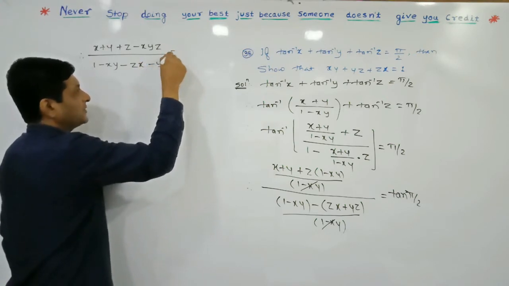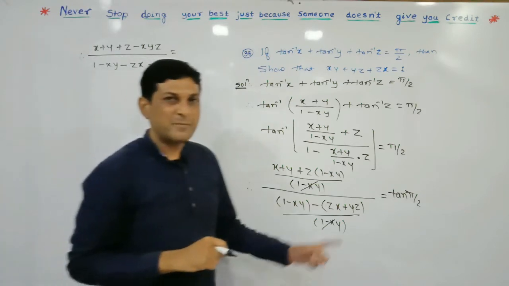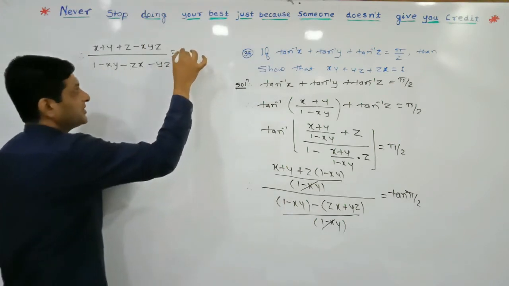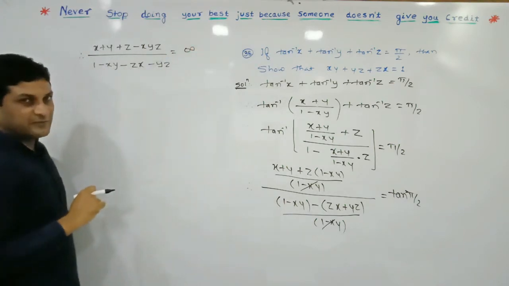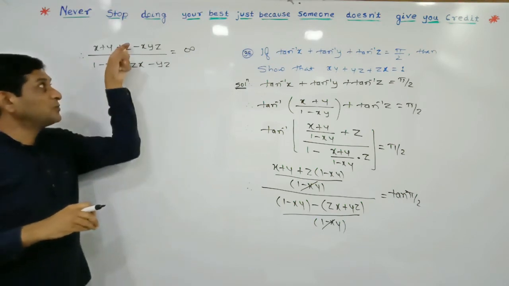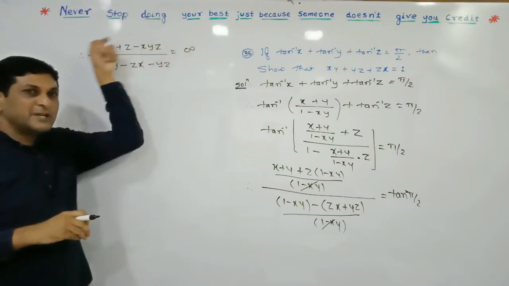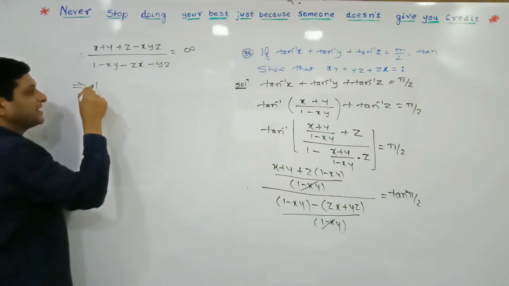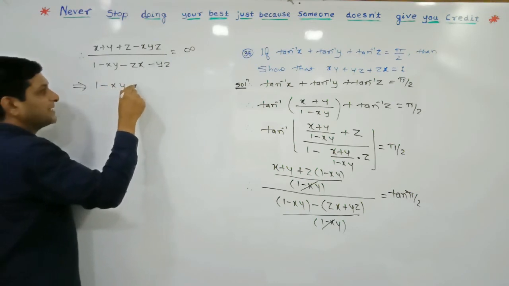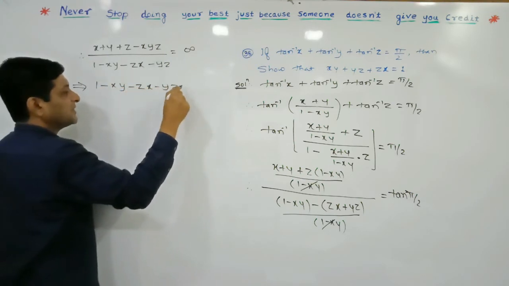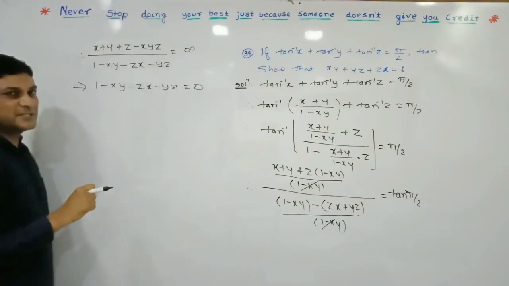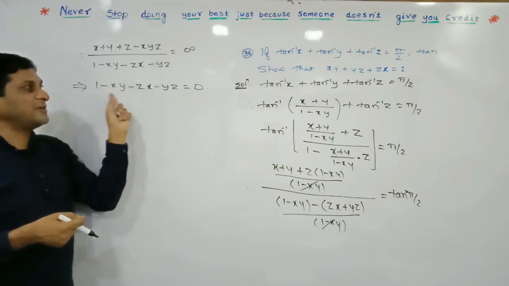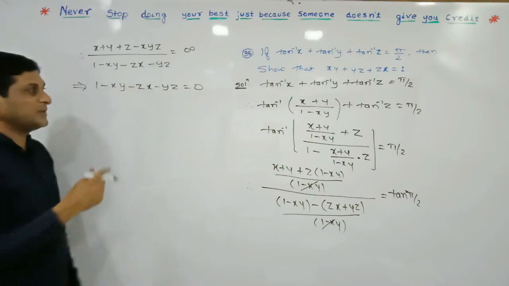On the right hand side, what is the value of tan pi by 2? Tan pi by 2 is an undefined value, which we generally denote by infinity. We know that division of two numbers is undefined only if the denominator is equal to 0. So this implies that the denominator 1 minus xy minus zx minus yz will be equal to 0, because the division is undefined, means the denominator is 0.